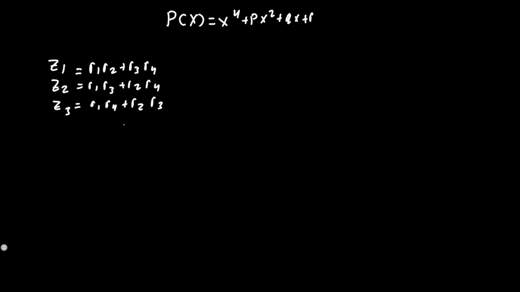And if we find the resolvent in terms of z, we will get z cubed minus p z squared minus 4rz plus 4rp minus q squared, which we'll say is equal to r of z. And here we can see that our resolvent is built off of our quartic coefficients, p, q, and r.